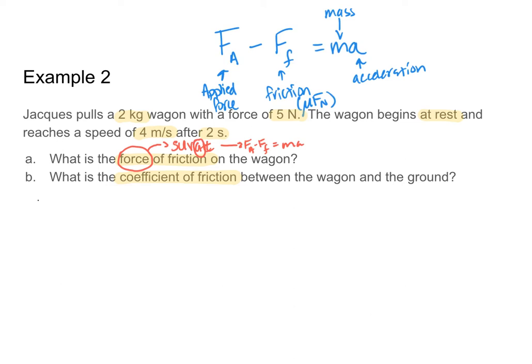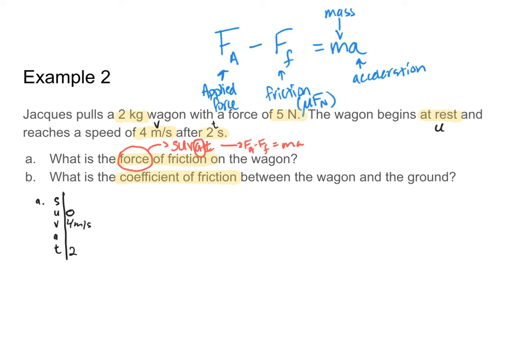So, with my suvat, I know that my wagon begins at rest, so it has an initial velocity of 0. I know that it has a speed of 4 meters per second, which will be my final velocity after 2 seconds, my time.